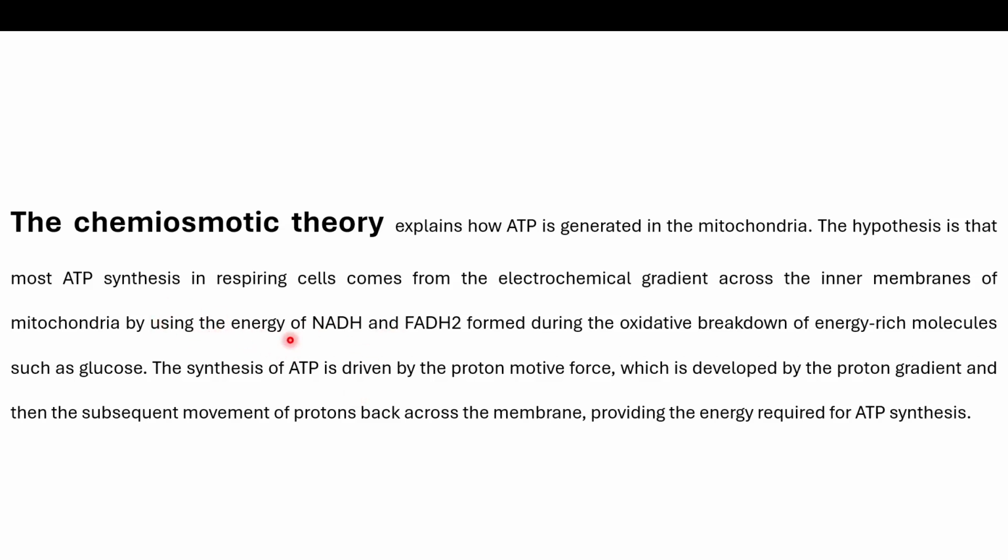And there are NADH and FADH2 molecules. The energy of these molecules, formed during the oxidative breakdown of energy-rich molecules like glucose, is used to drive the synthesis of ATP. This is driven by the proton motive force, which is developed due to the proton gradient, or H plus ion gradient, and the subsequent movement of H plus ions across the mitochondrial membranes, which eventually provides the energy required for ATP synthesis.